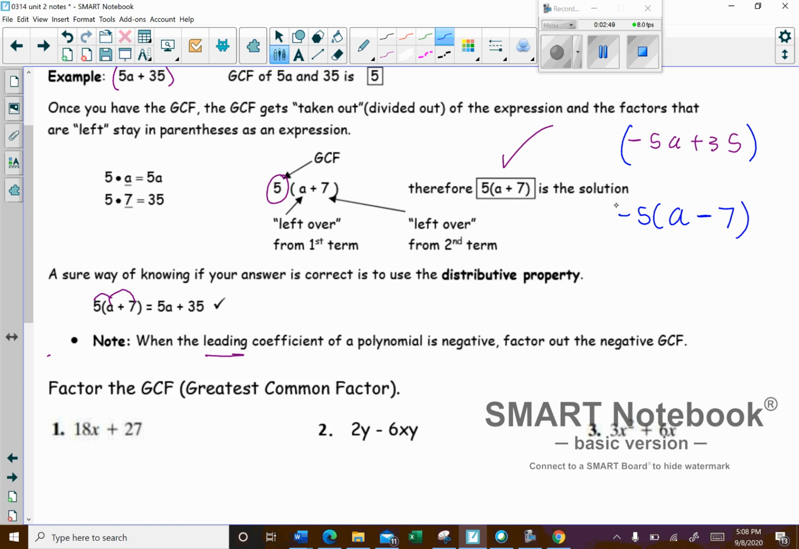This would become positive a, and this would become a minus 7. That's an example of what this note is referring to. If the first term is negative, make sure you pull that negative out with it. It'll make more sense why we do that later when we start applying the concept, so don't worry about it too much right now. Just recognize it, and factor that negative out in front.